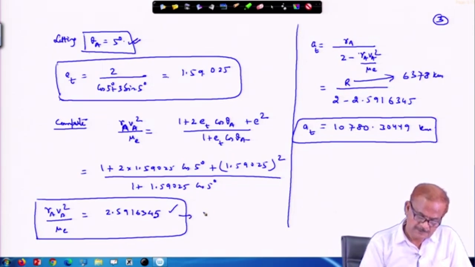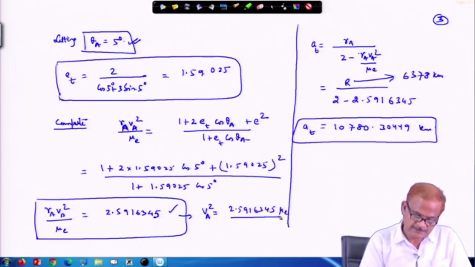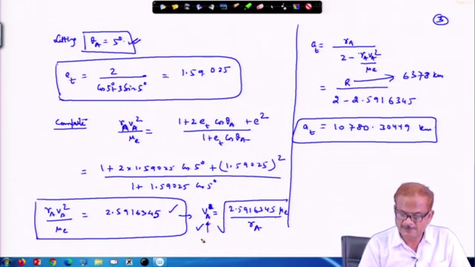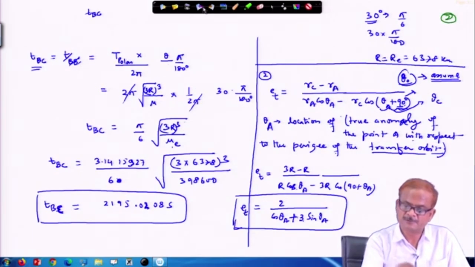Also from here, V a square becomes 2.5916345 mu earth divided by R a, and we take the square root. So V a will be available from this point, and this quantity will be required once we are looking for how much impulse is to be given, and in which direction.